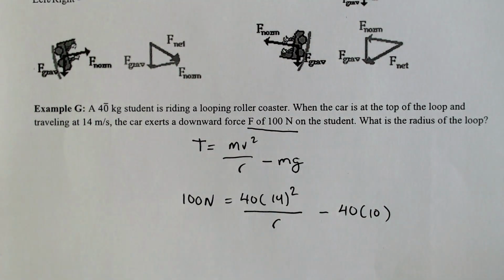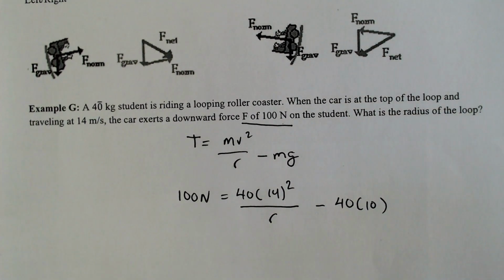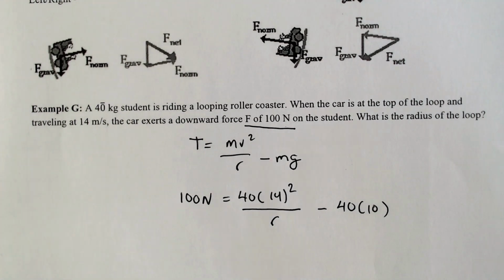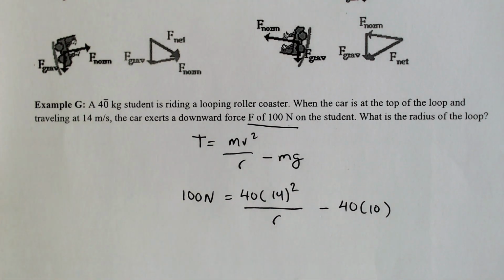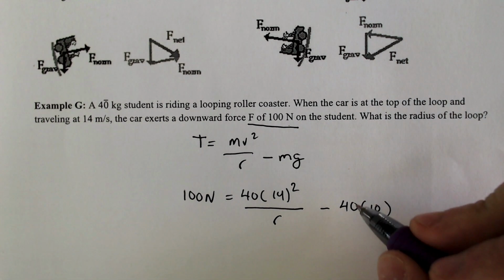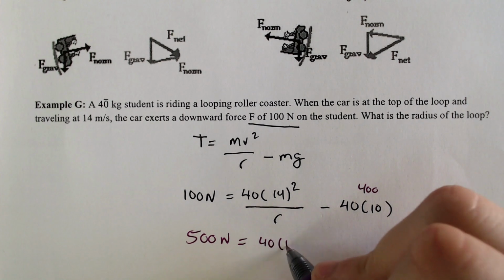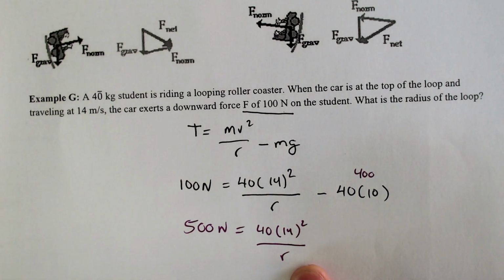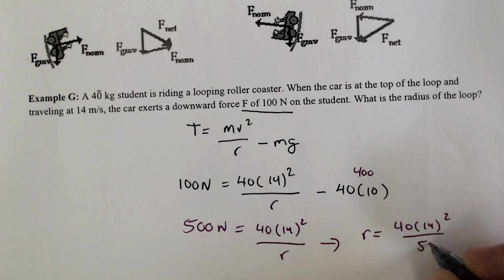Okay, so with that in mind, we could continue to solve for r here. You could simplify a few things. Let's add this stuff over to the 100 newtons. If we add 40 times 10, you would end up with 400 added to 100, which makes 500 newtons is equal to 40 times 14 squared over r. You could multiply by r and then divide by 500. And if we do that, you would end up with your radius is equal to 40 times 14 squared over 500 newtons.